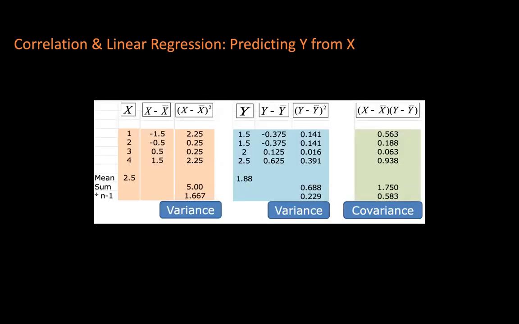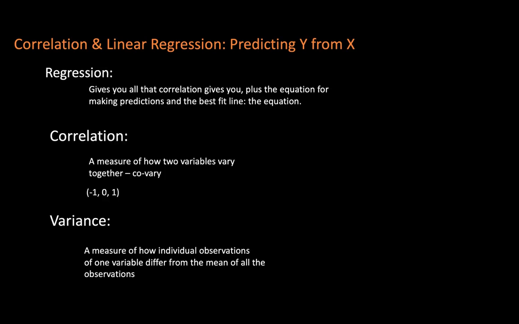As we see over here, this is what we will see in a correlation and linear regression output. Regression gives you all that correlation gives you, plus the equation for making predictions and the best fit line. Correlation only gives you one number. It's a measure of how two variables vary together, how those two variables covary. Correlation can have a value of -1, 0, and 1, or any value in between, so basically -1 to 1. Correlation is sometimes also known as association. Variance is a measure of how individual observations of one variable differ from the mean of all the observations.